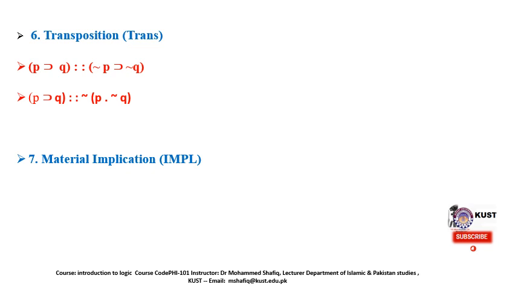Rule number 7 of replacement is material implication. The material implication says that the statement P then Q can be replaced with not P or Q. Also, it can be replaced with not (P dot not Q).